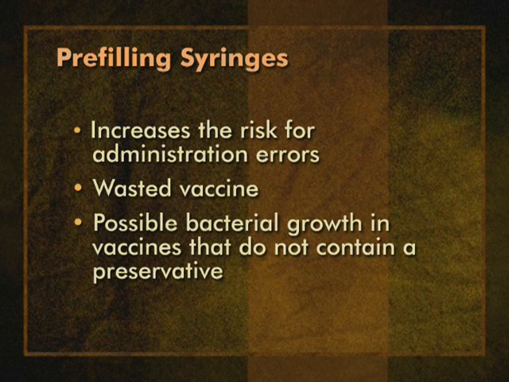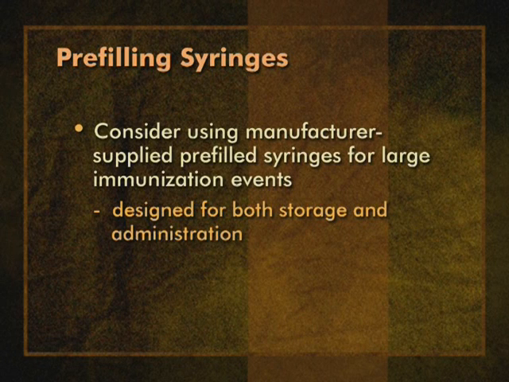Other problems associated with this practice are wasted vaccine and possible bacterial growth in vaccines that do not contain a preservative, such as vaccines supplied in a single-dose vial. As an alternative to pre-filling syringes, consider using manufacturer-supplied pre-filled syringes for large immunization events such as community influenza clinics. These syringes are designed for both storage and administration. Syringes other than those filled by the manufacturer are designed for immediate administration and not for vaccine storage.